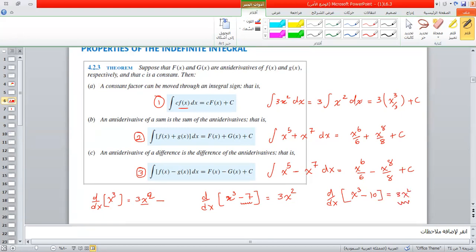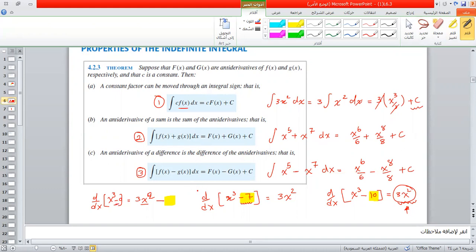So when you do the inverse operation, which is the integration, the integral of 3x squared gives, cancel out 3 with 3, x cubed plus c. This c represents any constant: the negative 10, the negative 7, 0 here. The c here represents any constant after x cubed minus 10, x cubed minus 7, x cubed minus 0. That's why we put c each time after we do our integration.